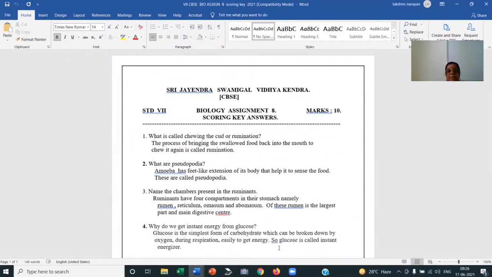Then it is assignment number 8, the last one. What is called chewing the cud or rumination? This is a continuation of what we saw in today's video. The process of bringing the swallowed food back into the mouth to chew it again is called rumination.